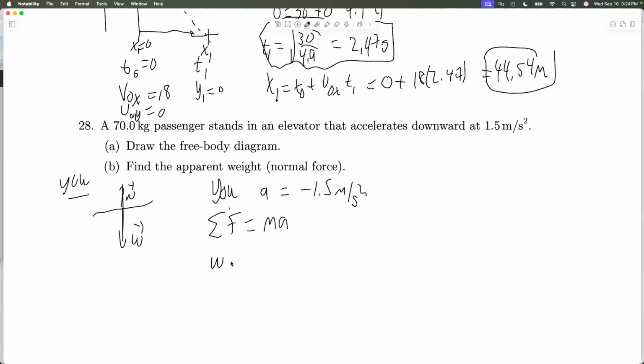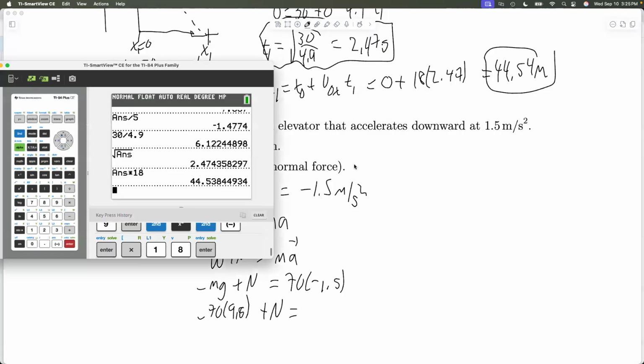So that means your weight as a vector plus your normal force as a vector must equal your mass times your acceleration vector. All right, so what we got here? Negative mg plus your normal force must equal 70 times negative 1.5. Okay, we know m, we know g, so let's fill those in. Negative 70 times 9.8 plus N must equal whatever that is. So let's do both of those calculations.